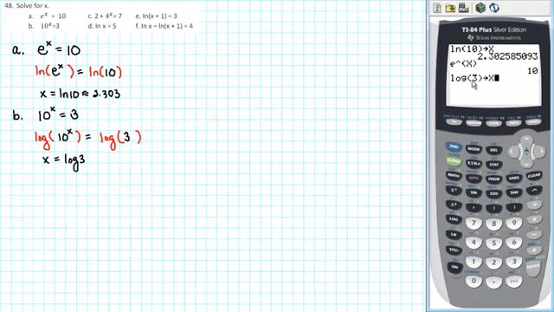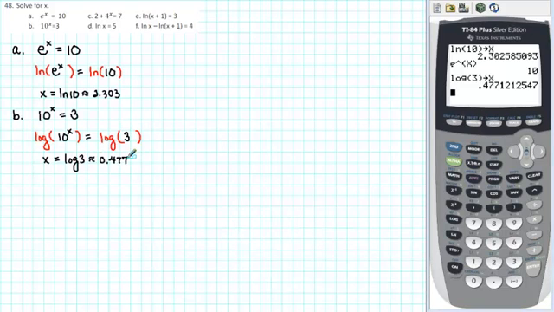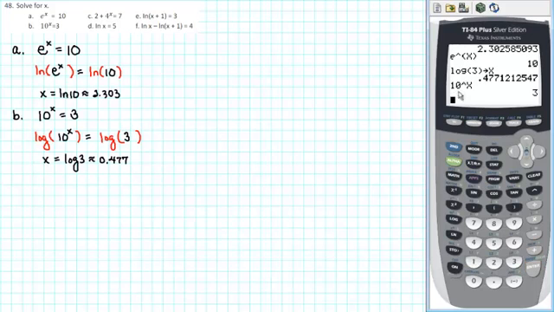We store logarithm of 3 as x. The value is approximately 0.477. We go back to our original equation and we evaluate 10 raised to the x, and we check to see that it comes out to be the number 3. We see that 10 to the x is the number 3, therefore we've solved the equation correctly.